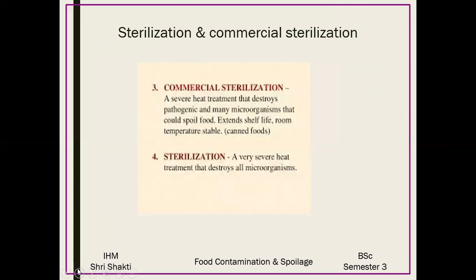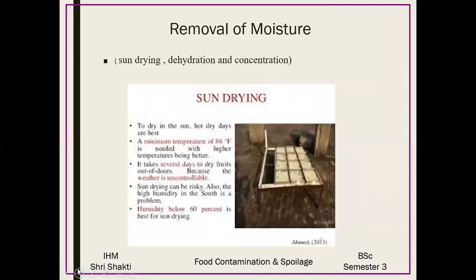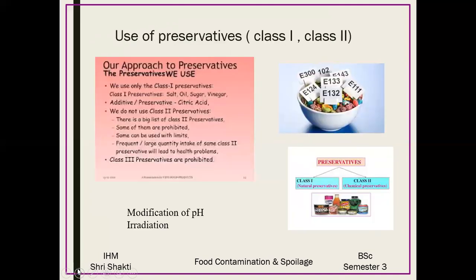Using high temperature, we have used 3 methods like blanching, then pasteurization, sterilization, and commercial sterilization. Then we talked about the 3rd one, use of low temperature by using refrigeration and freezing. 4th, removal of moisture by using sun drying and dehydration, where we compared sun drying and dehydration. Then we did the concentration by using brine solution, 5. Next, 6, use of preservatives, where we used various preservatives, natural and artificial. And 7th, modification of pH and irradiation, following CAP, MAP, and RFID.